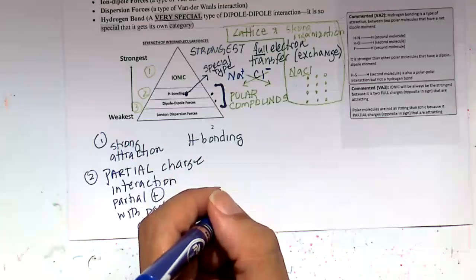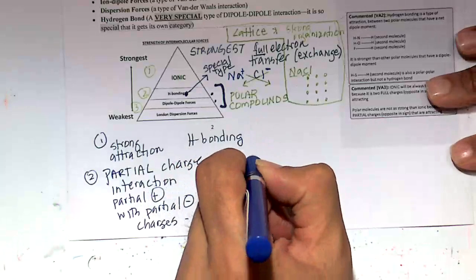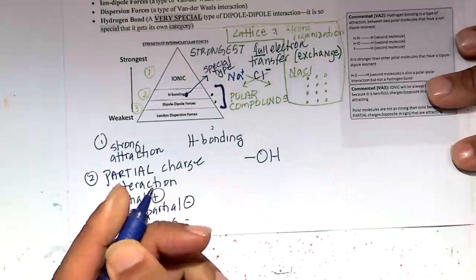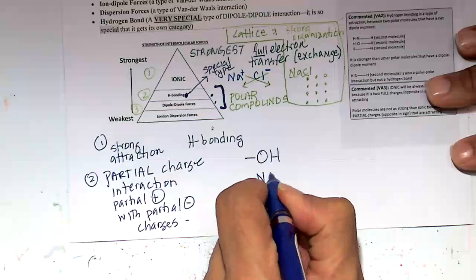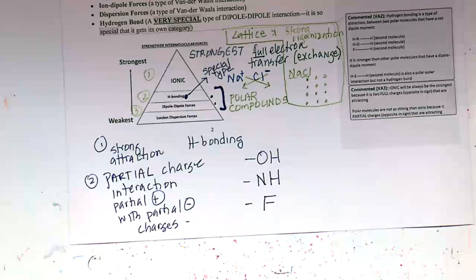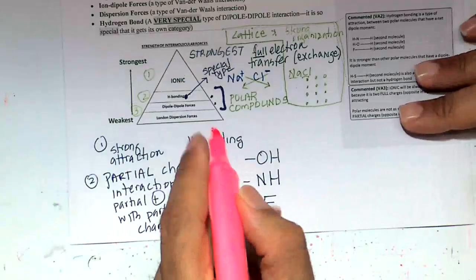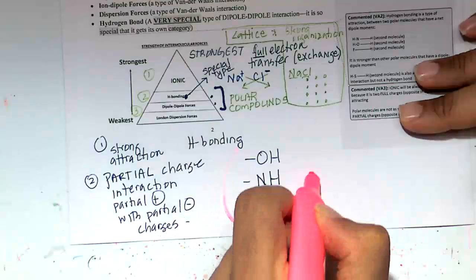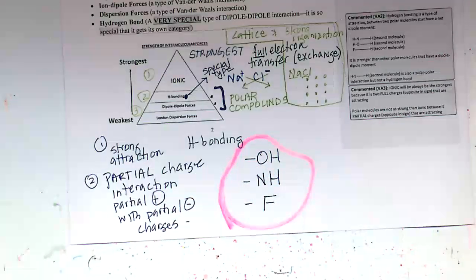So for hydrogen bonding, you're going to look for 3 things in the molecule. You're going to look for an OH, an NH, and a fluorine. If you see those 3 in a molecule, OH, NH, and F, then that molecule has the potential to hydrogen bond. We don't see fluorine a lot in biochem, but fluorine can hydrogen bond. So this is what you want to look for in the molecule: an OH anywhere, an NH anywhere, or a fluorine anywhere.